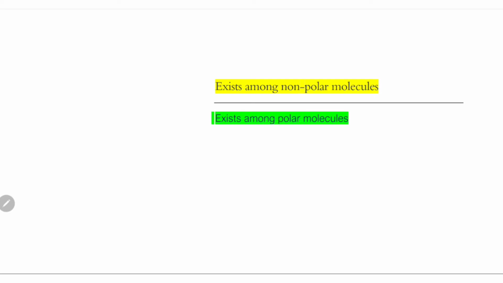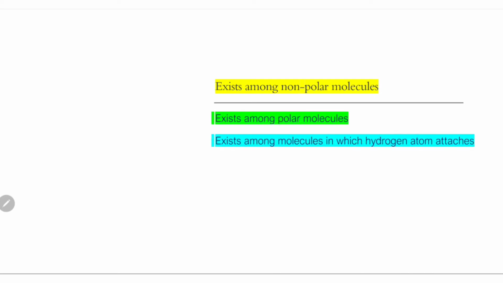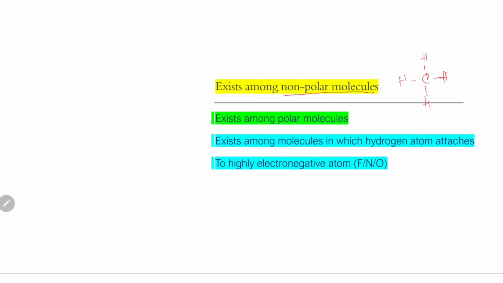Here what we want to talk about is intermolecular forces between non-polar molecules such as CH4. That's non-polar, because the difference in electronegativity between the carbon atom and hydrogen is only a little. For polar, for example, HCl, and for hydrogen bonding, for example, H2O.